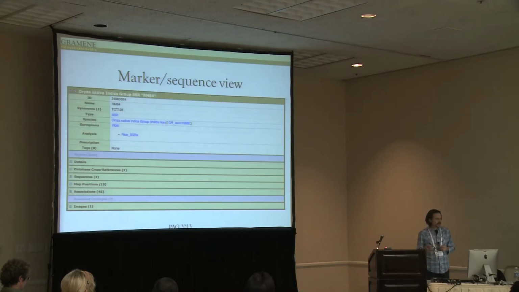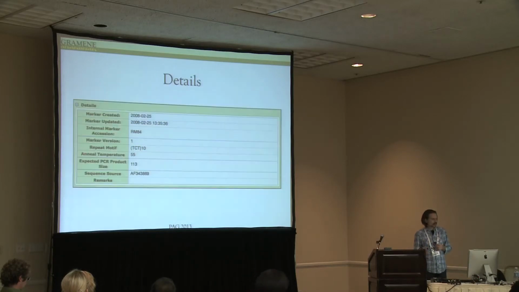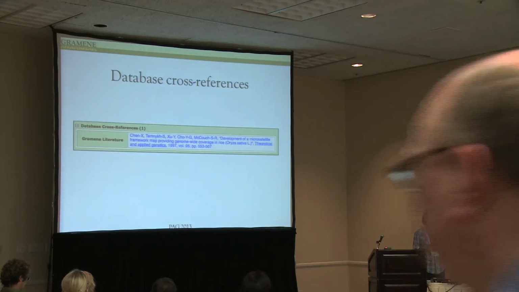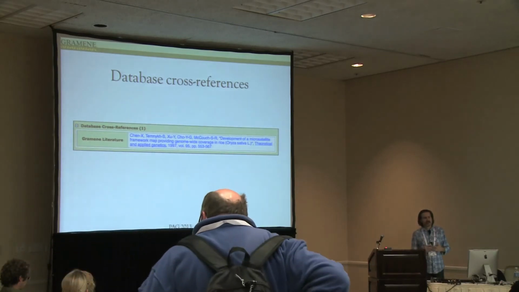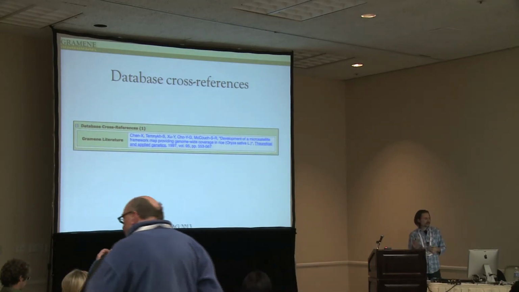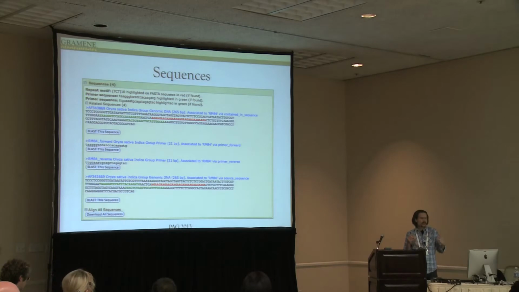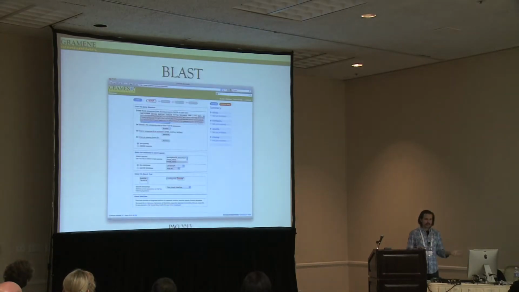A lot of people come to us looking for markers, especially the SSRs in rice. So we have a nice markers database, and we keep up with the details on all the different marker types that we store. This is what the details look like for an SSR. They have cross-references to the literature. From the literature, you could also find other associations to things like QTLs and maps and such. We keep up with sequences for these, and we obviously also have a BLAST server.